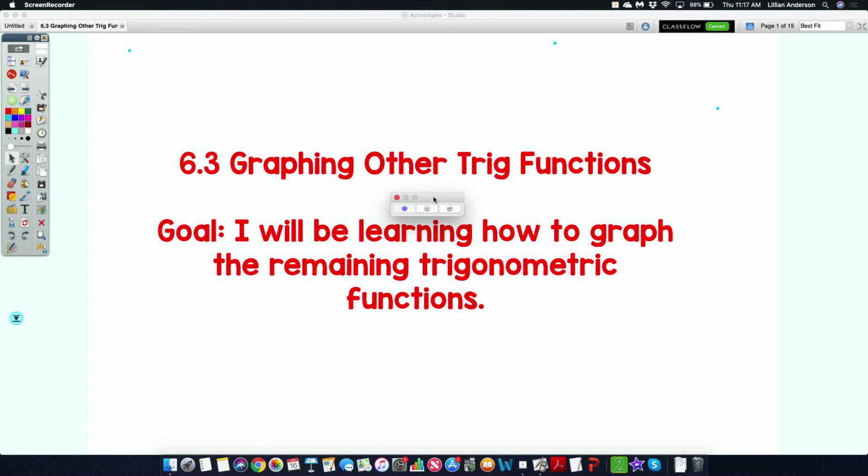Spent a lot of time talking about the sine and cosine functions, graphing those, applying applications to those. But now it's time to talk about the other four trigonometric functions. So today you're going to learn how to graph those, and then pretty much after that we're just going to go ahead and move forward. Okay? Really not too much application stuff that goes along with the other trig functions, but you do need to know how to graph those. So here we go.